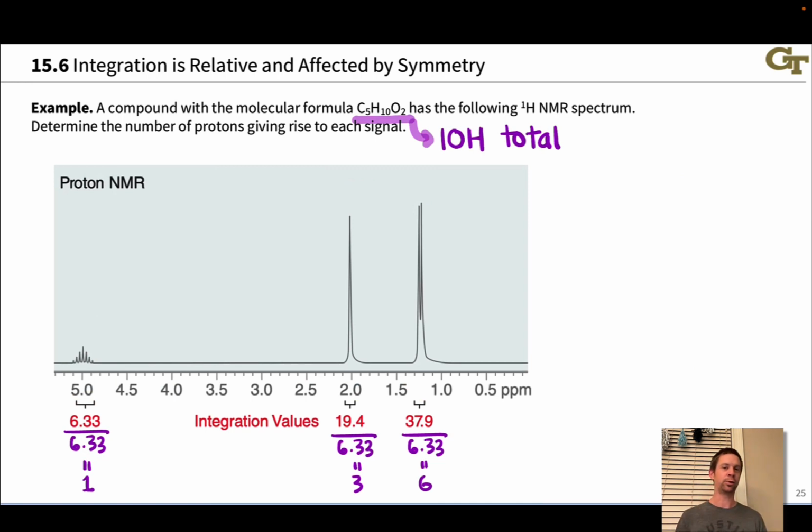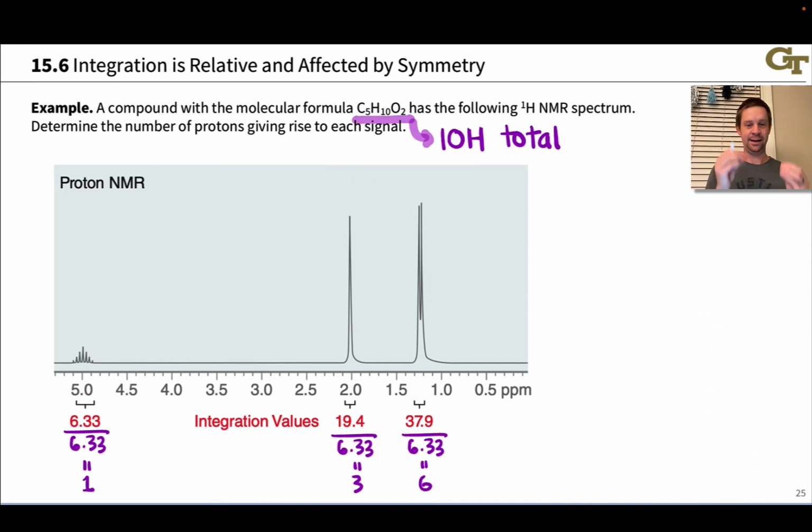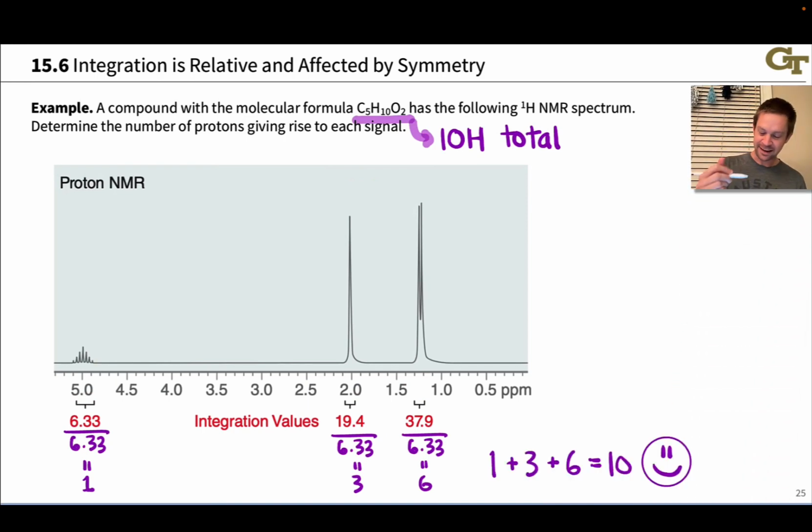Now at this point, we're going to add up these numbers and see if the sum is equal to the total number of hydrogens we need to account for. If not, we may need to scale, right? And if so, we're happy. And in this case, we're happy because 1 plus 3 plus 6 is 10, and all of our hydrogens are accounted for. So the integration of this signal on the far left is 1, the integration of the middle signal is 3, and the integration of the signal on the right is 6 hydrogens.